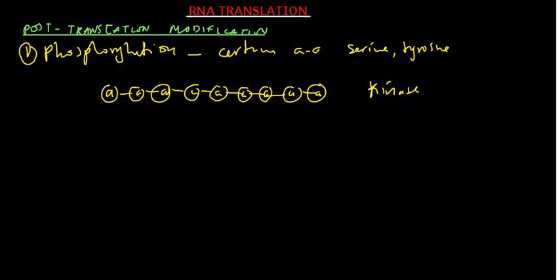So this is one way to make it functional. So that is one post-translational modification. The enzymes which add phosphates are called kinases. Alright, so that is the first modification that it has to undergo.